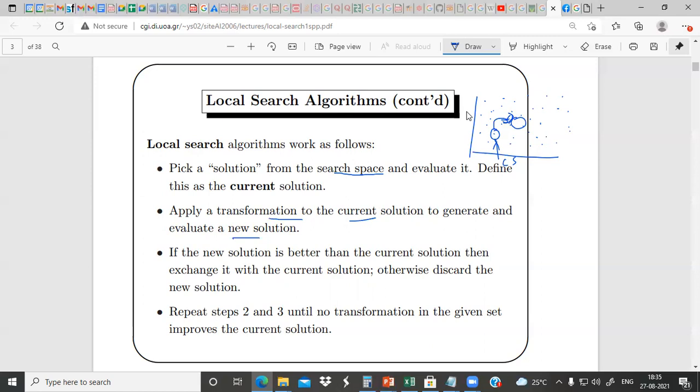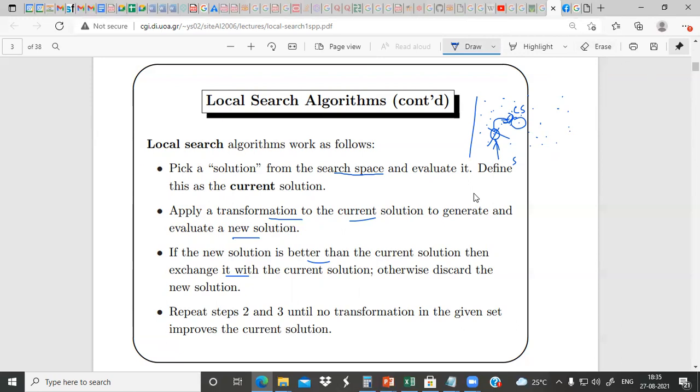Okay. If the new solution is better than the current solution, then exchange it with the current solution. So this is what it does. Initially we generated a random solution and that we called the current solution. Then we create a new solution and we evaluate the new solution. If this new solution is better than the current solution, then we call this the current solution. Then whatever the previous current solution was will be discarded. So this will be discarded and this is the current solution.